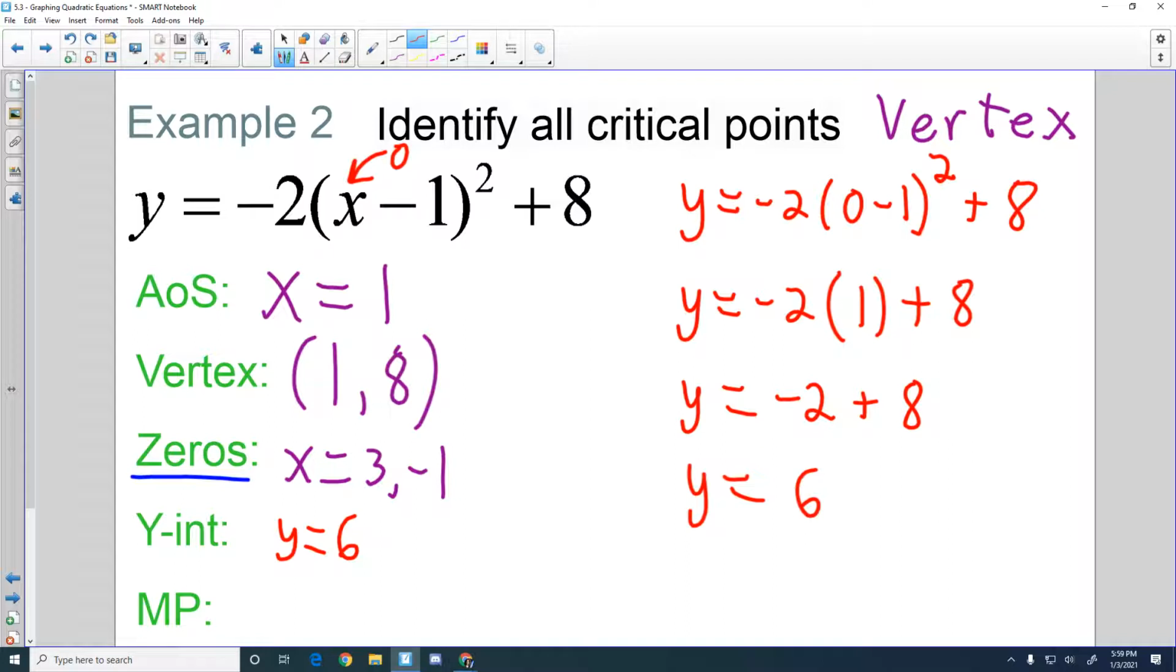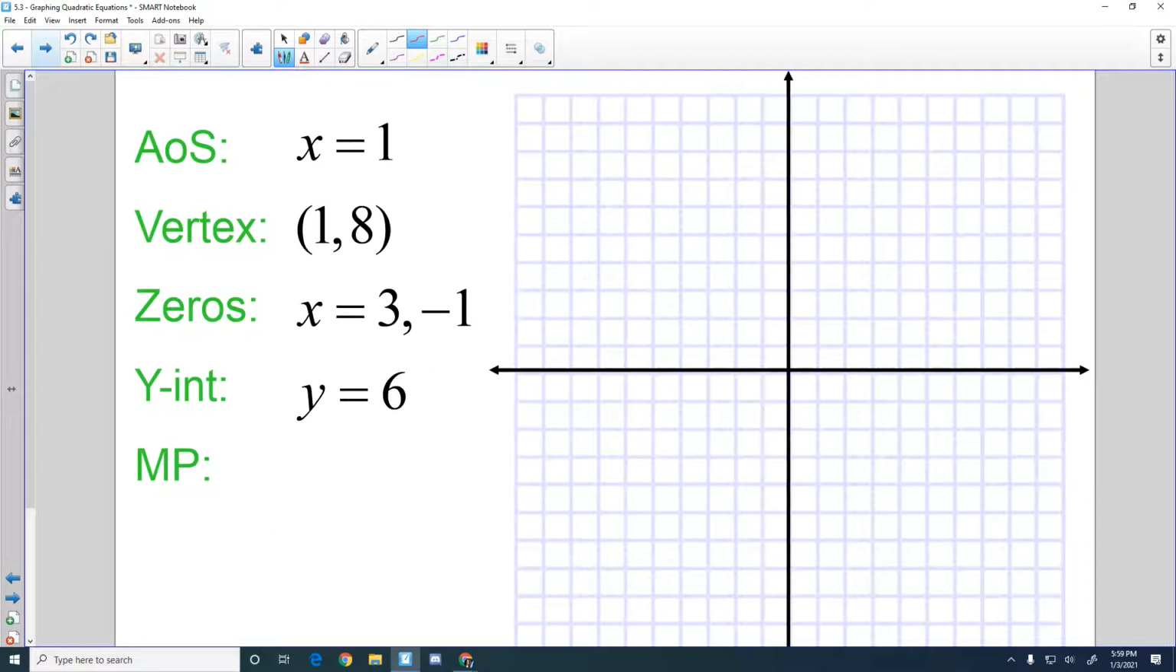So those are the 4 critical points that we can calculate. For that mirror point, we're going to want to go over to the graph. So let's plot these 4 points to help us get started. First off, the axis of symmetry is at x equals 1. So you go to 1 on the x-axis and you draw this vertical dashed line. So that's the middle of our parabola. I know it's going to be split by this, left and right.